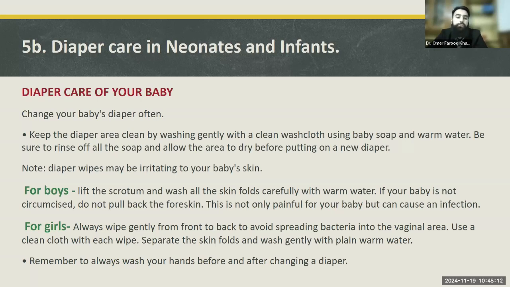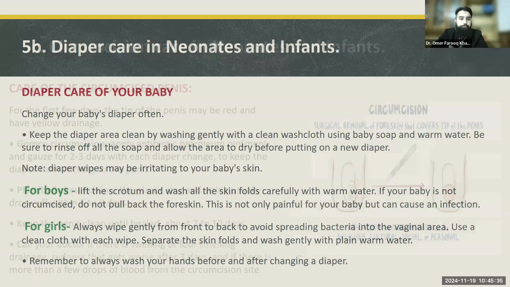Remember to always wash your hands before and after changing a diaper, because you may touch the baby's face afterwards, you may touch baby's nose afterwards, you may touch baby's eyes afterwards, and the baby's poop is full of bacteria which may spread to the baby's eyes or nose. So you always wash your hands before and after changing a diaper.